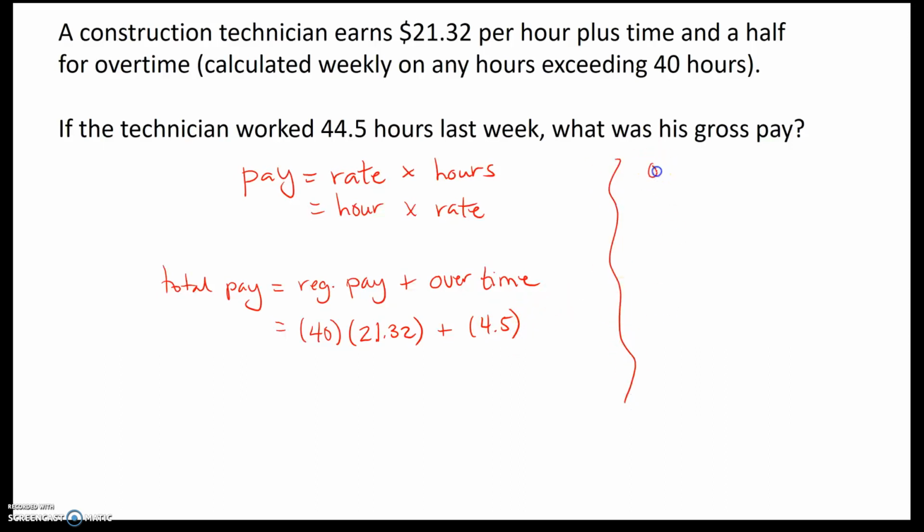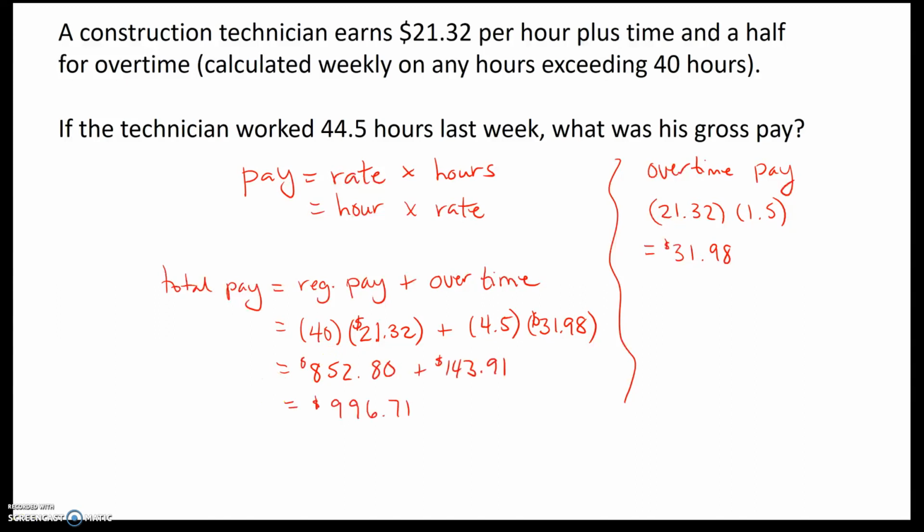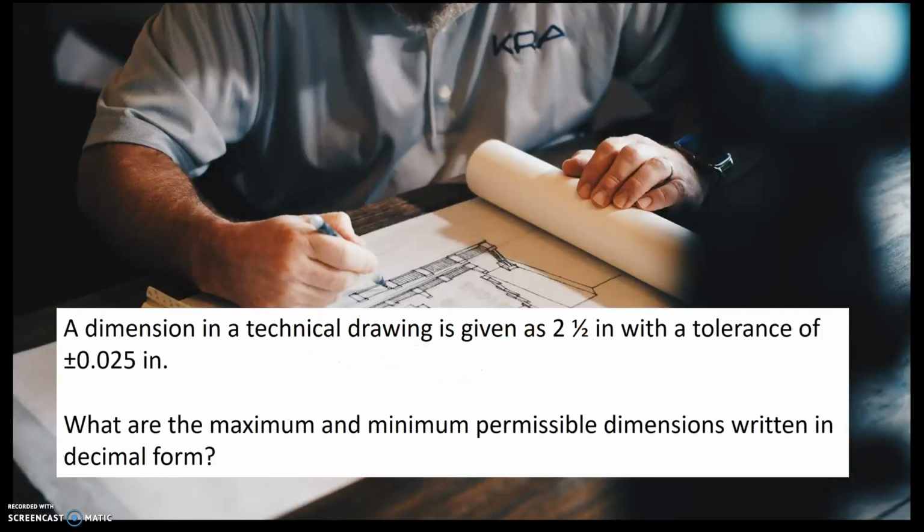What is our overtime rate of pay? This could be done over at the side. Our overtime pay is $21.32 times 1.5. This works out to $31.98 per hour. We can now do our multiplication followed by addition. This leads to the conclusion that the technician earns $996.71.